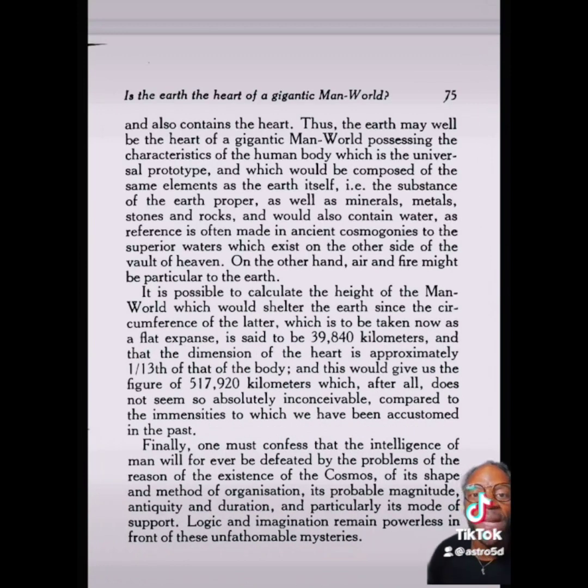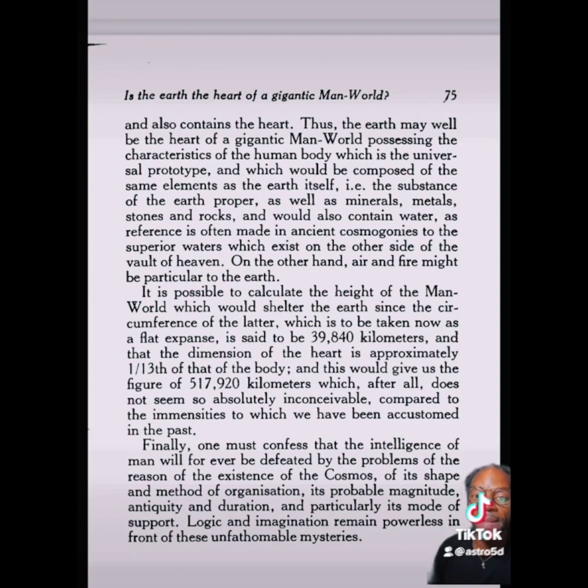Is it possible to calculate the height of the man world, which would shelter the Earth, since the circumference of the latter, which is to be taken now as a flat expanse, remember expanse is firmament, is said to be 39,840 kilometers, and that the dimension of the heart is approximately 1/13 of that of the body. And this would give us the figure of 517,920 kilometers, which, after all, does not seem so absolutely inconceivable compared to the immensities to which we have been accustomed in the past.